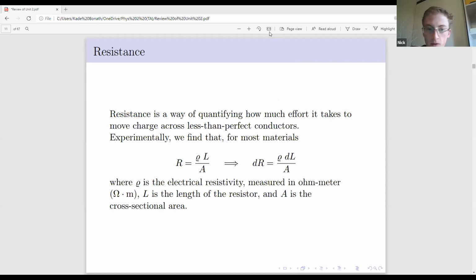Can I interject real quick? Go for it. There are some questions about that goofy letter in front of the L. That is a rho. I made it a squiggly rho because there's already a rho in electromagnetism, which is charge density, or volume charge density, from block 1. So I put it there to distinguish it, but it is rho. And just another thing to point out: it has units of ohms times meters.